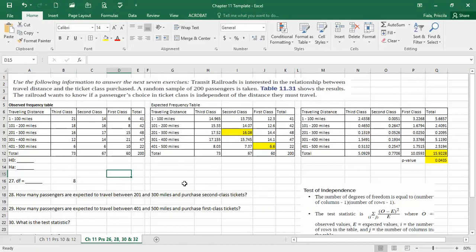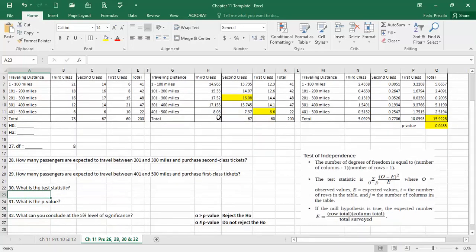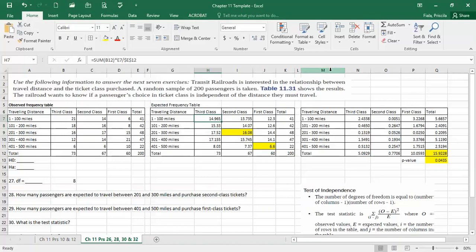Okay, so again, the test statistic would be the same process, and I'm gonna go over it right now. It just changed because we are doing row times column divided by total, row times column divided by total. So let's go over here. How did I calculate the expected value right here? What I did was I took cell B12, which is the total right here, times E7, which is this total over here, divided by my total right here. So I did this times this divided by this, and I got this value.